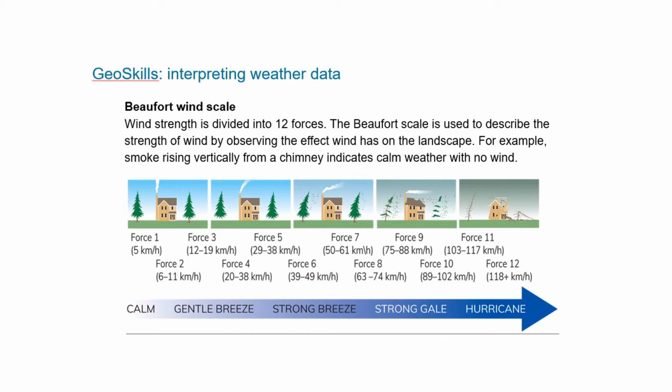this causes severe damage to trees and buildings. Force 11, storm winds, which are 103 to 107 kilometers per hour, so that's the maximum speed you can go down a motorway, and this has widespread damage. And Force 12, which has winds over 117 kilometers per hour, which will be classed as a hurricane.